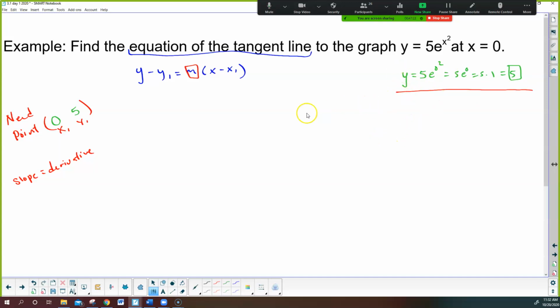Okay, so now I need to find the slope. Well, the slope is the derivative. Well, we have to use the chain rule. And this is where we have to think of what is the outside function here. The outside function is e to the x. The inside function is x squared.